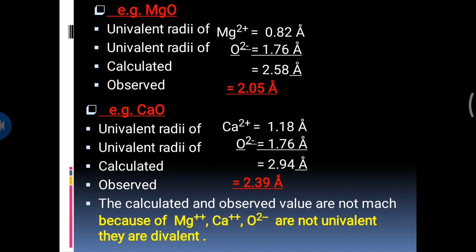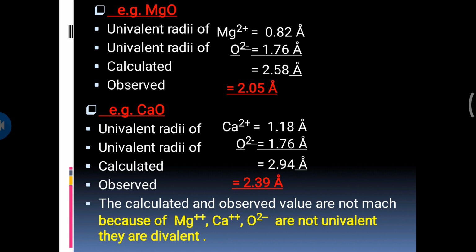Okay. So calculated and observed values do not match for magnesium oxide as well as calcium oxide. It is one more example. In which calcium 2 positive charge, magnesium 2 positive charge, oxygen 2 negative charge are not univalent, they are bivalent. That's why these ionic radii do not agree between calculated and observed values. So that's why we need to convert to crystal radii.